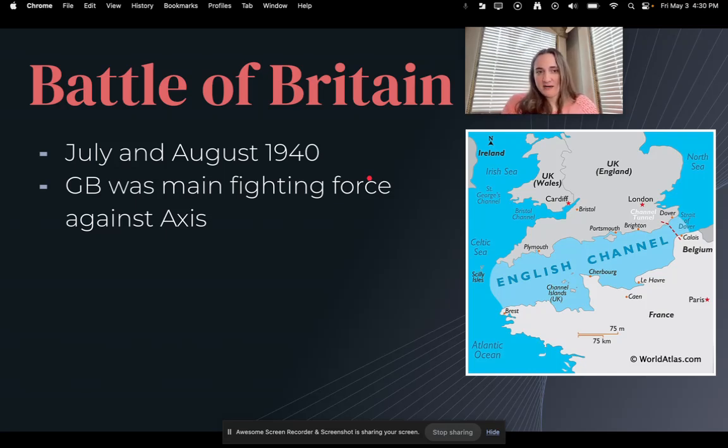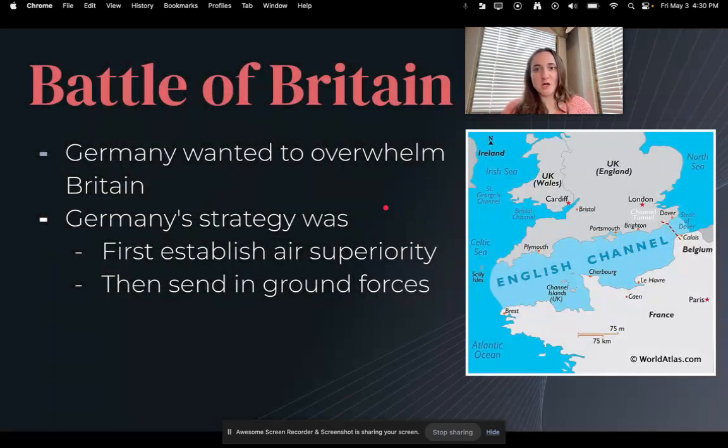One of the big battles was the Battle of Britain. That was July and August of 1940. Great Britain was the main fighting force against the Axis at this point in time because their buddy France fell to Germany. So they're kind of alone. Germany has this plan. They want to overwhelm Britain. Germany's strategy was to first establish air superiority over England, and then send in ground forces to invade England. As you can see here, between France, which is now controlled by Germany, and England, up here, that's only 40 miles in the Strait of Dover right here. So it's fairly easy to cross.